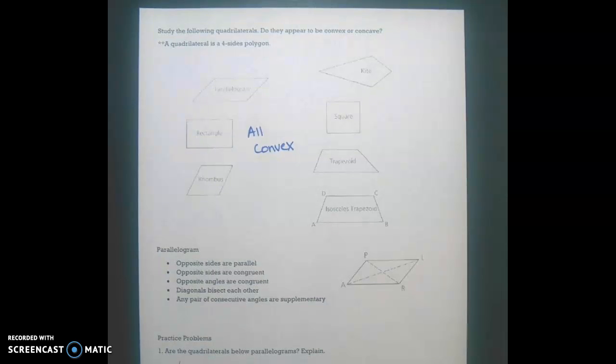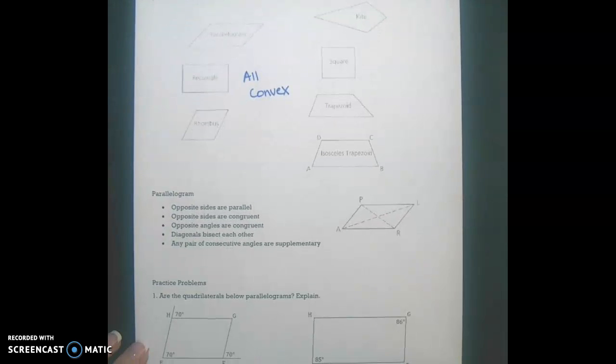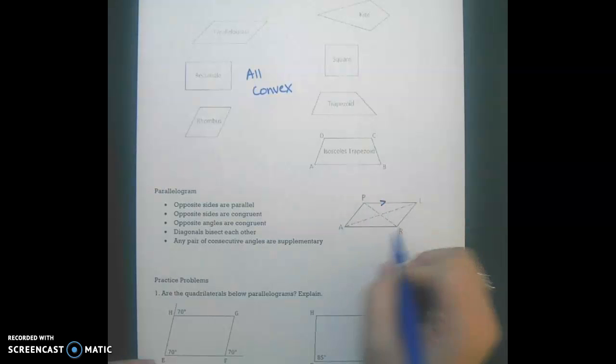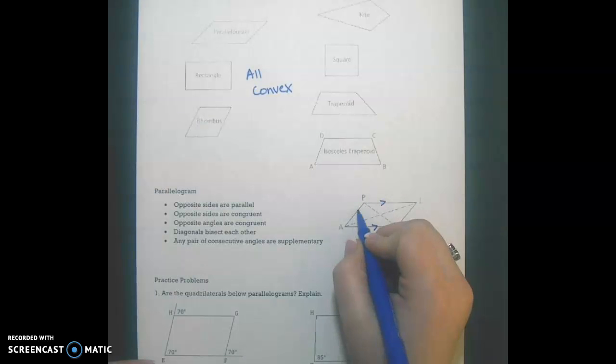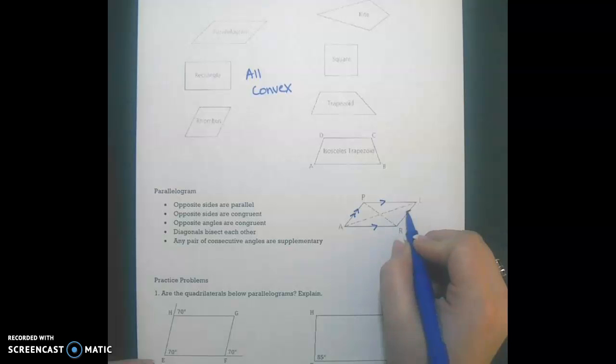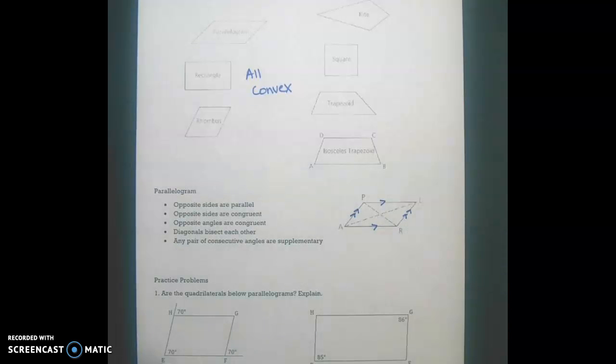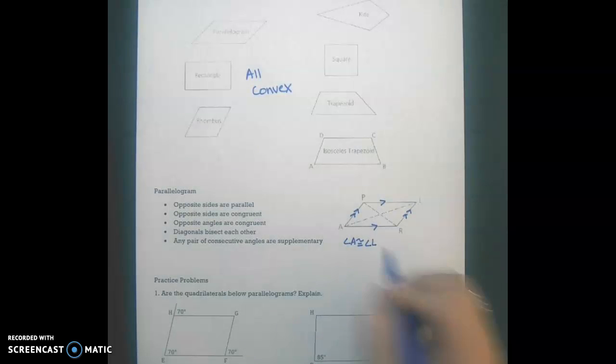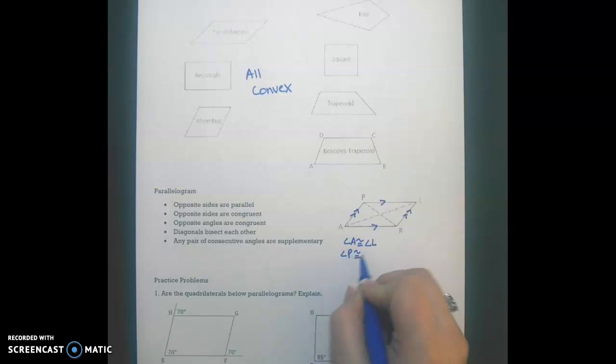All right. Now we are going to start talking about one of these special quadrilaterals today called a parallelogram. We have 5 properties that define a parallelogram. The first one is that the opposite sides are parallel. So PL would be parallel to AR, and AP would be parallel to LR. The opposite angles are congruent. So angle A is congruent to angle L, and angle P is congruent to angle R.